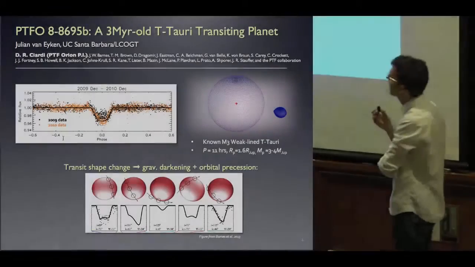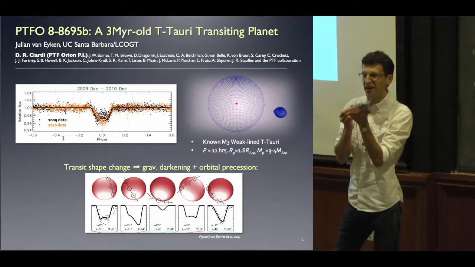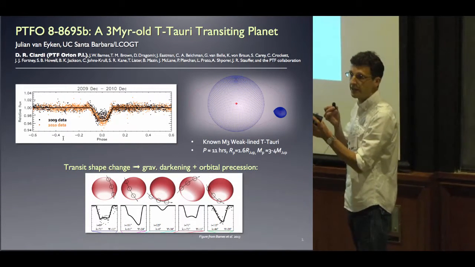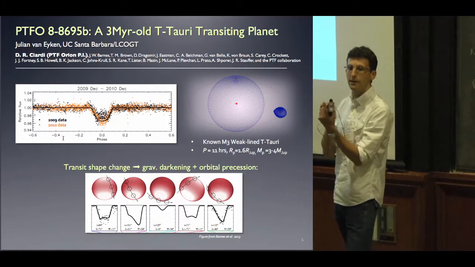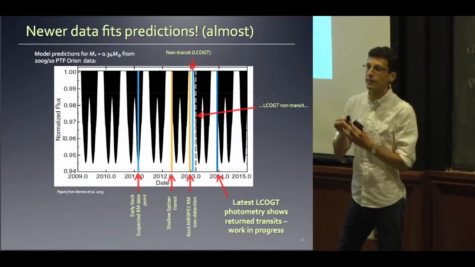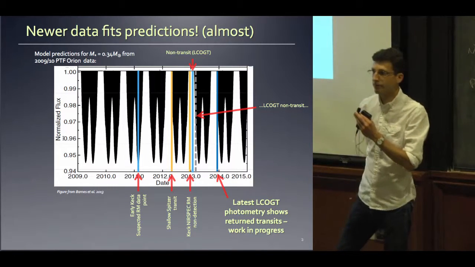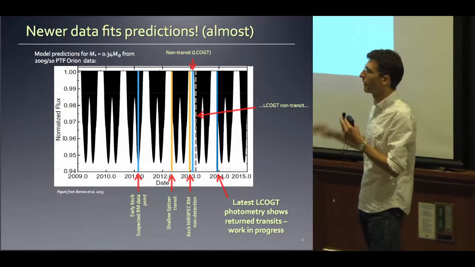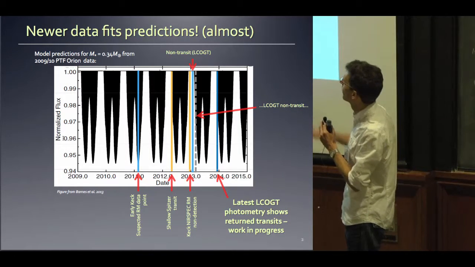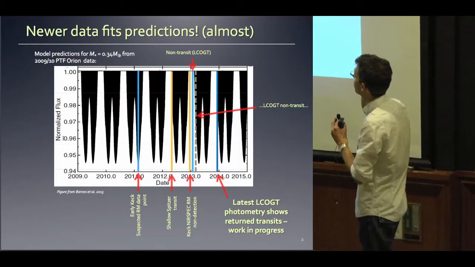You can explain that pretty nicely if this planet is orbiting a co-rotating and therefore very fast rotating host star. That makes the host star gravitationally darkened, so it's darker at the equators than at the poles. It also exerts a torque on the planet's orbit, which means that the orbital plane can precess. It does that on a timescale of order 100 days, which matches the timescale of the changes we saw pretty nicely.